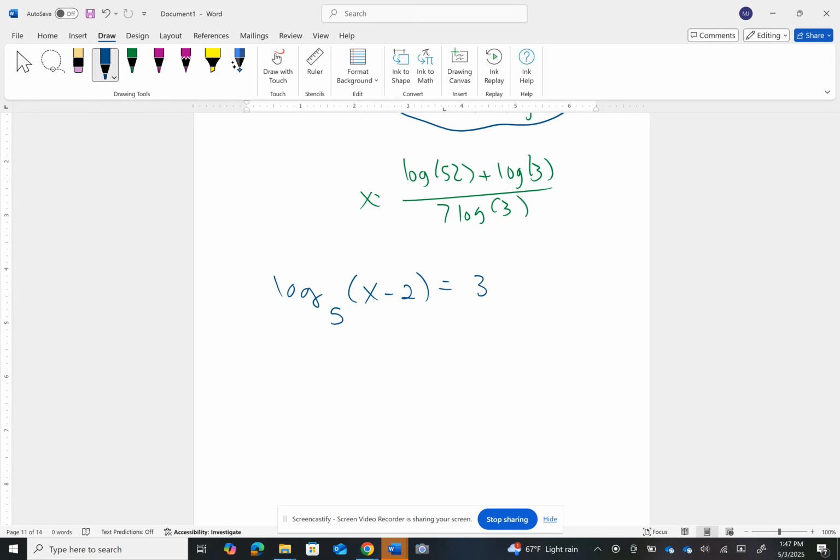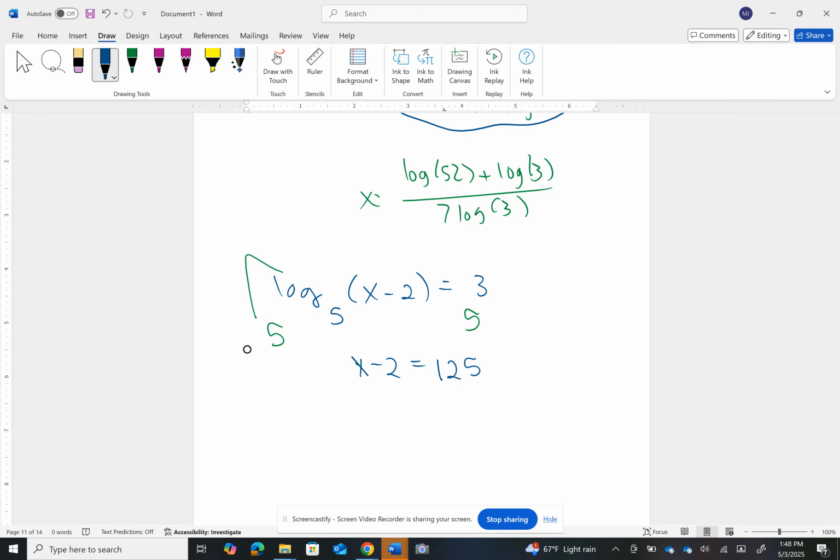Typically what you do on these is you use the idea of inverses. So you're going to do 5 to the left side and 5 raised to the right side, right? Because those are inverses, the left side would leave you with just x minus 2, and on the right you have 5 raised to the third power, which would be 125, okay?